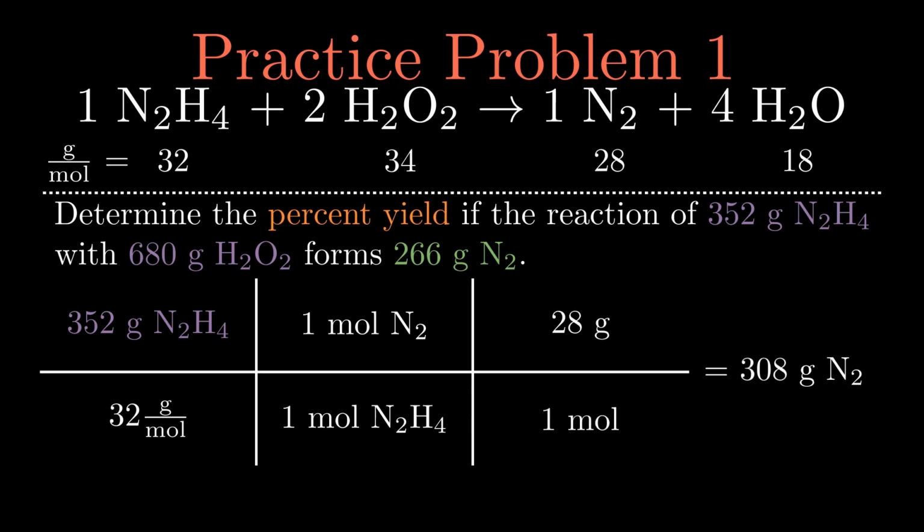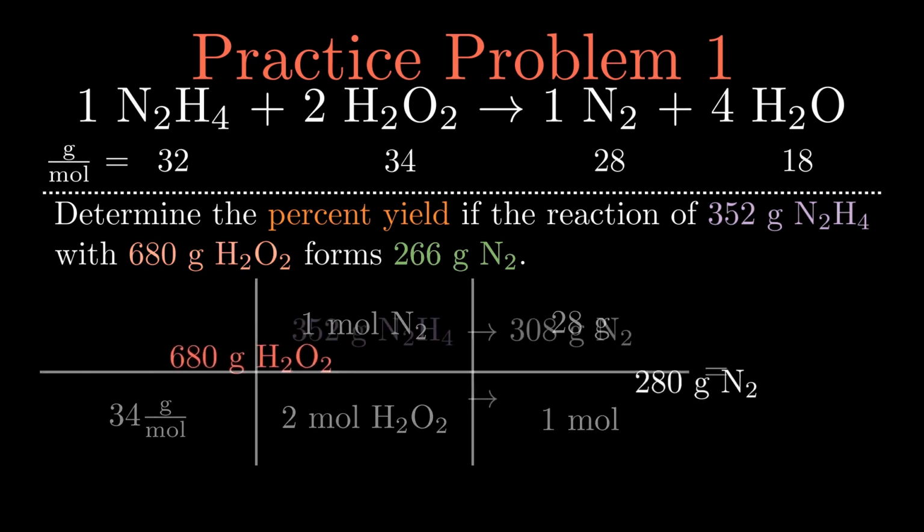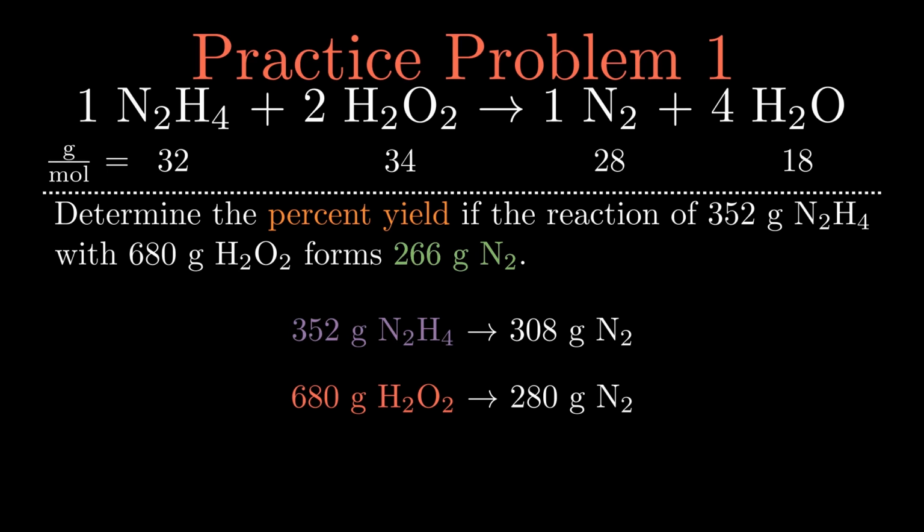In the second grid, I need to remove the references to hydrazine and replace them with hydrogen peroxide. This calculation results in 280 grams of nitrogen forming. Because the mass of hydrogen peroxide produces less nitrogen gas, it must be the limiting reagent. That's great and all, you say, but the question does not ask us about identifying limiting reagent, so do we really have to do two stoichiometry calculations in order to determine the percent yield?